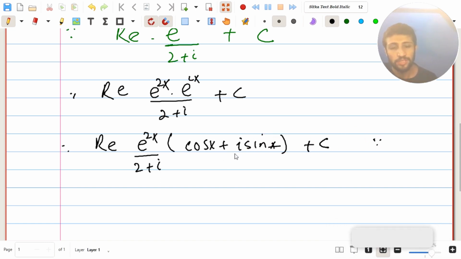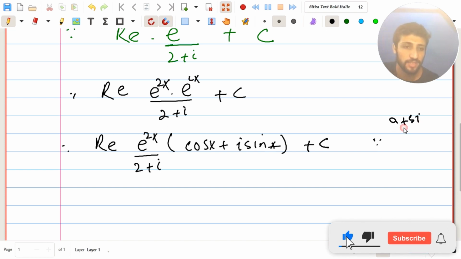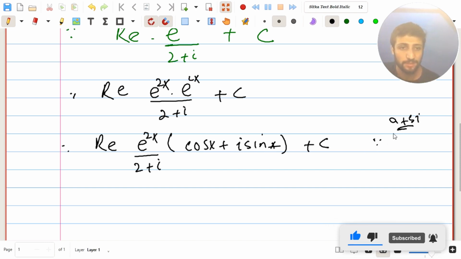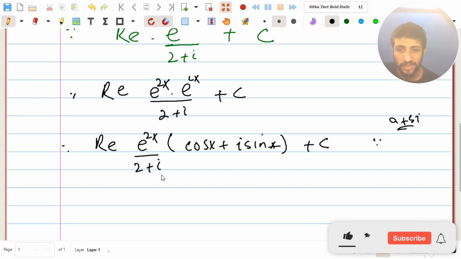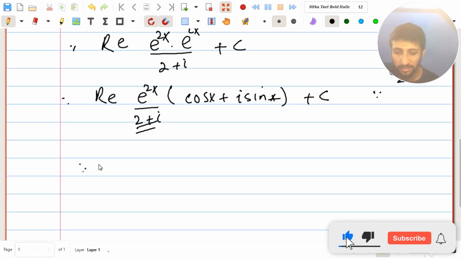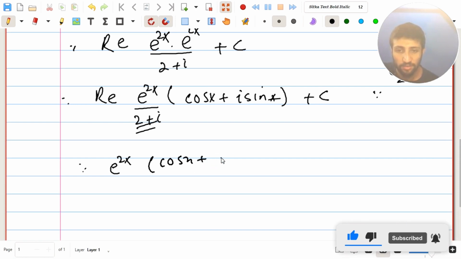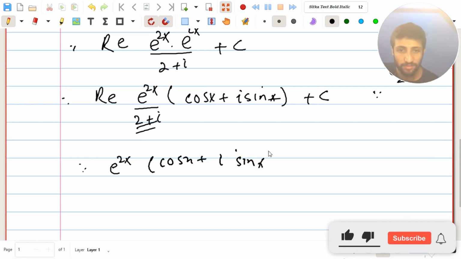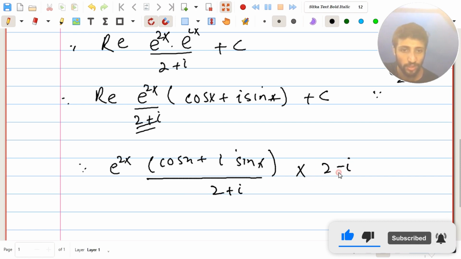Now I need to put this in the form of a plus b iota, which is the standard form of complex numbers. To convert this into a plus b iota form, I just need to take the conjugate. To take the conjugate, I will multiply and divide this by 2 minus iota. So if I multiply this with 2 minus iota, what I will get is e to the power 2x, cos of x plus iota sine of x, divided by 2 plus iota, multiplied by 2 minus iota divided by 2 minus iota. I am taking the conjugate.